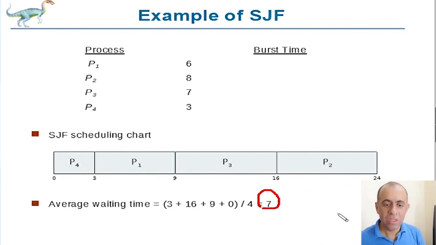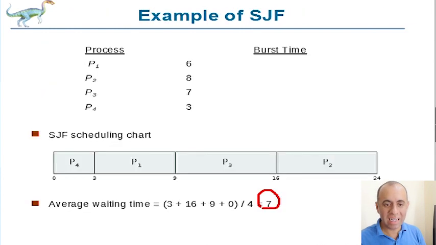which is 7. So if you change the order to any other order, you're going to see that the average waiting time is always higher than 7. This is the best average waiting time you can get using shortest job first. So you can say that shortest job first is the best possible algorithm there is.